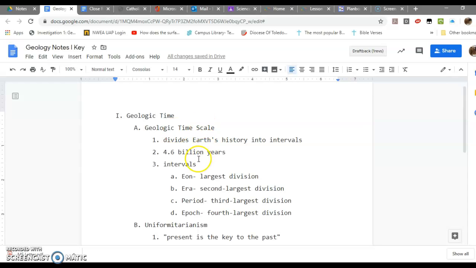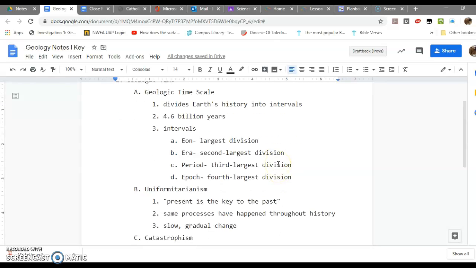The geologic timescale divides Earth's history into intervals, into breaks. 4.6 billion years is the amount of time that the geologic timescale is breaking apart. So they've done it in several sections. An eon is the largest division of time. An era is the second largest, then a period, third, and an epoch is the fourth largest.